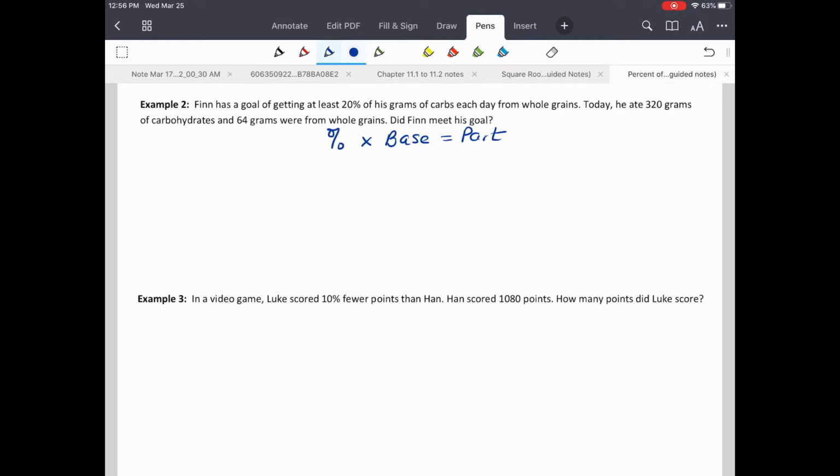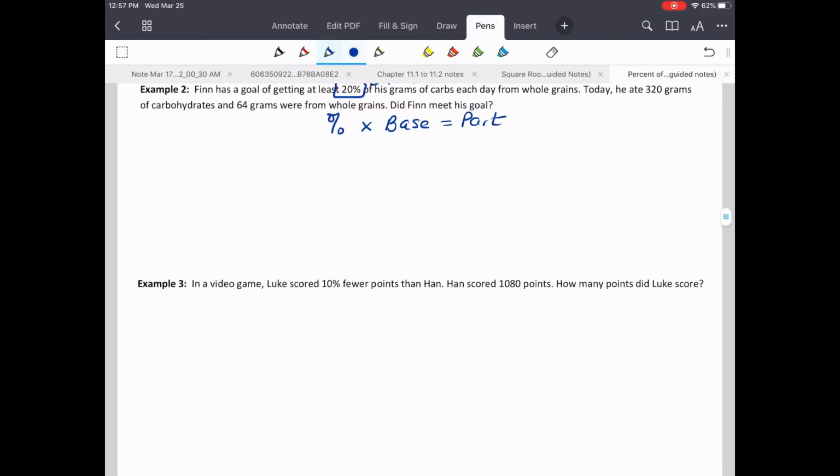We're just looking at it in that way. So it says Finn has a goal of getting at least 20% of his grams of carbs each day from whole grains. Today, he ate 320 grams of carbohydrates and 64 grams were from whole grains. Did Finn meet his goal? So let's look at this. We've got the percent right there. Now, percent is neither the base nor the part. It's just the percent. The percent is its own thing. It doesn't really belong to the base or the part. It's just a ratio.